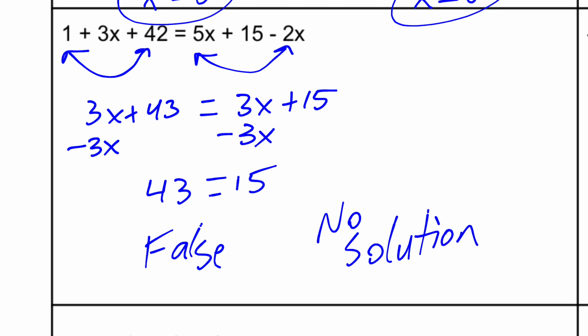If you didn't combine those like terms and you just started moving around numbers, you're wasting your time. Always combine like terms and deal with the variables first.